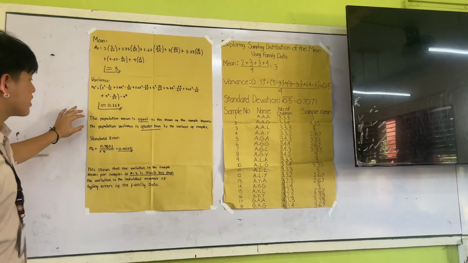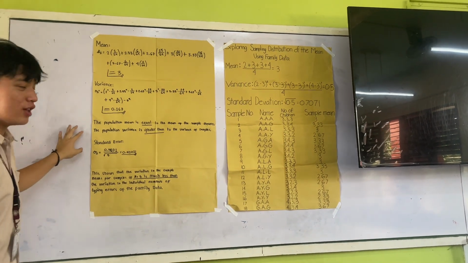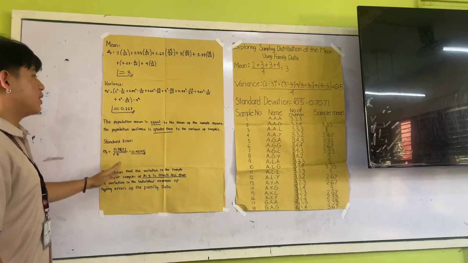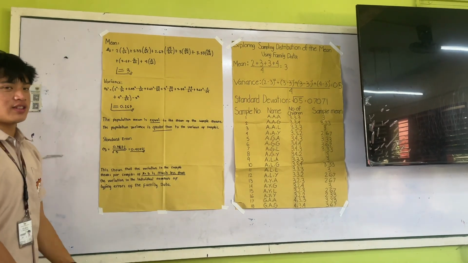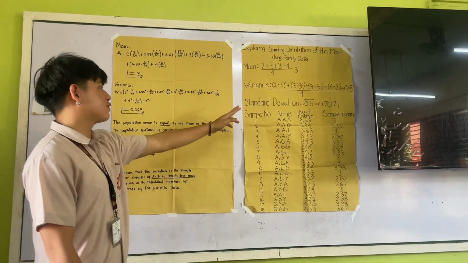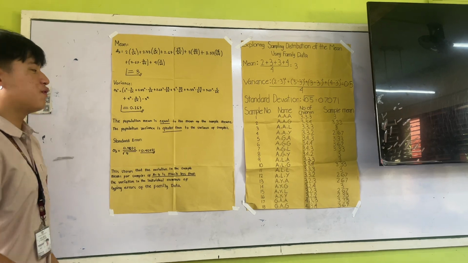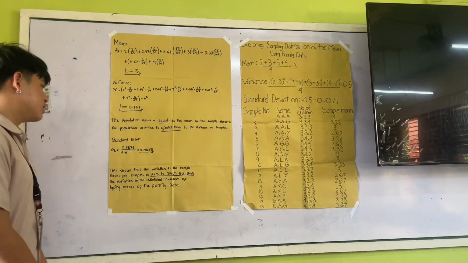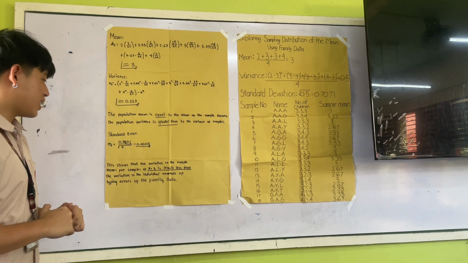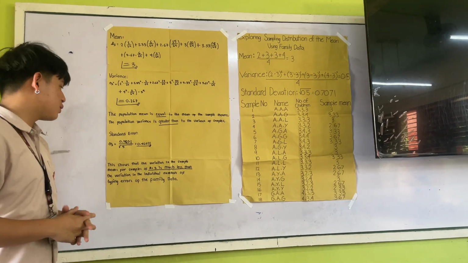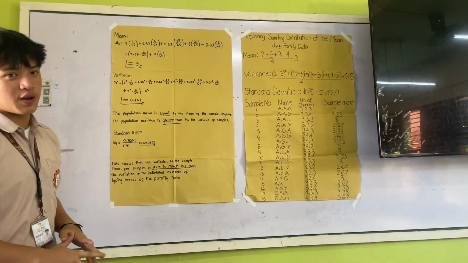So now we have the comparison of the population mean and the population variance. The population mean is equal to the mean of the sample means. The population variance is greater than the variance of the sample means. This shows that the variation in the sample means for samples of N equals 3 is much less than the variation in the individual numbers of siblings in the family data.